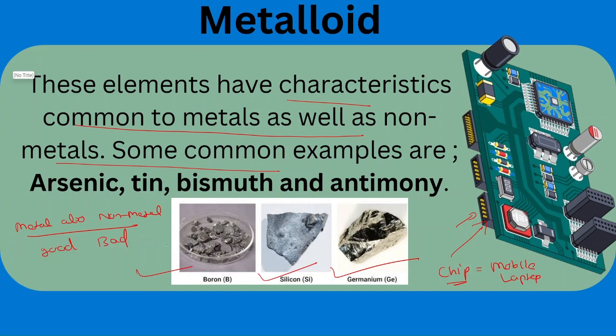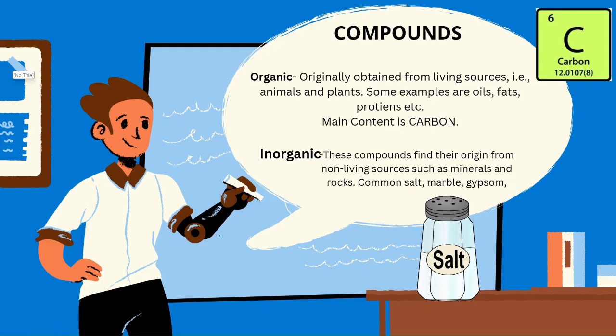Now going further, compounds. What is a compound? We know that two elements combine to form a compound. Compounds are of two types: first is organic compound and another one is inorganic compound. For organic compounds, every time you have to remember, we ourselves, humans, are made up of carbon, hydrogen, right?